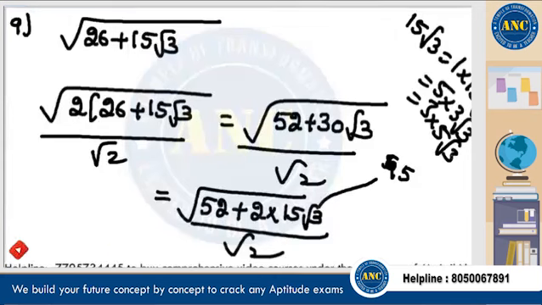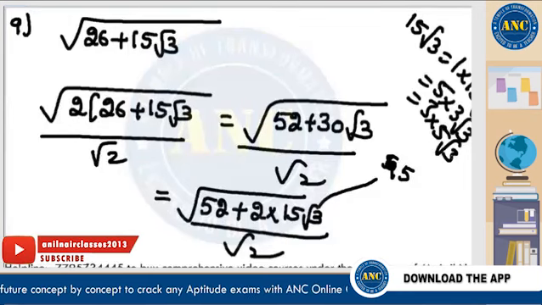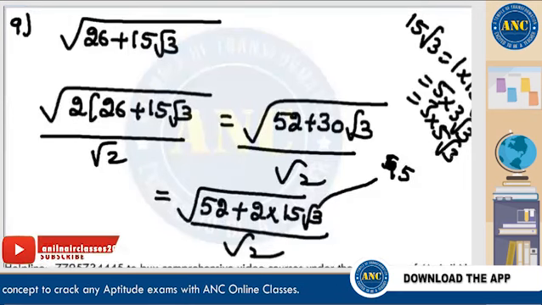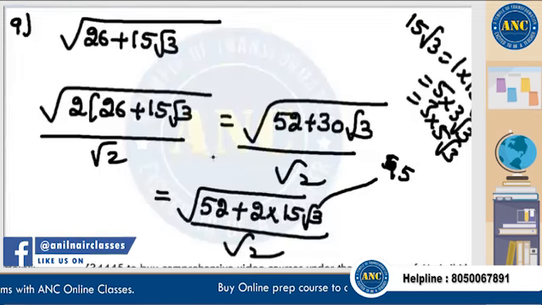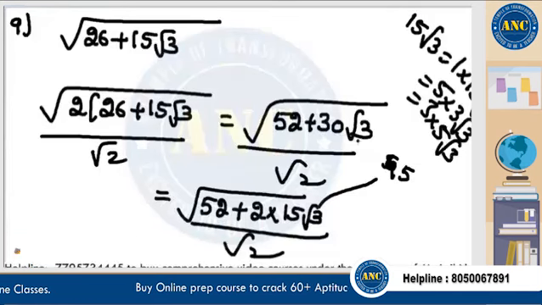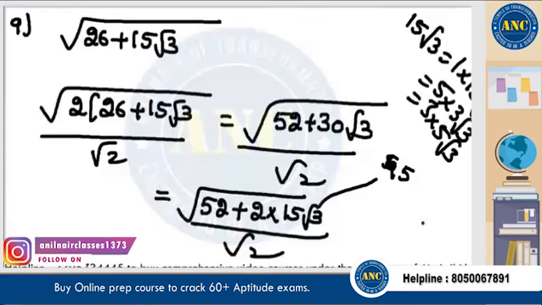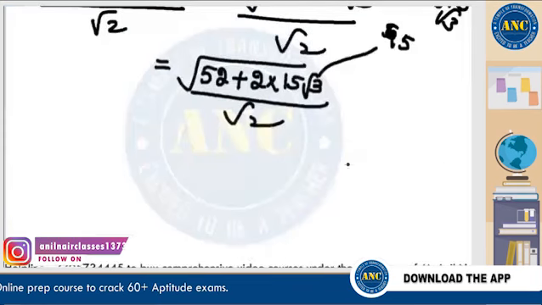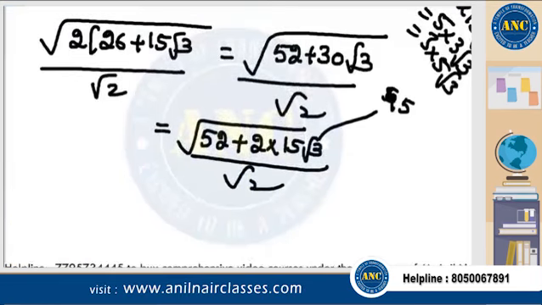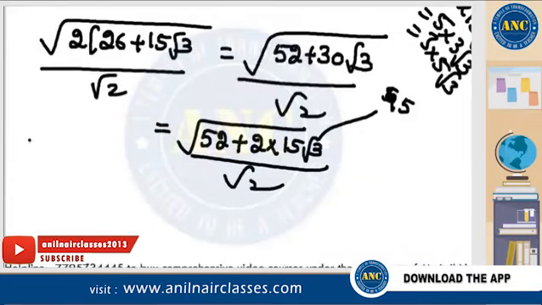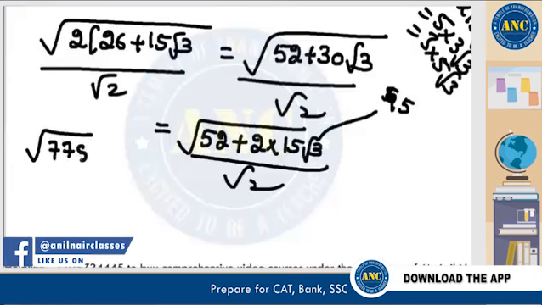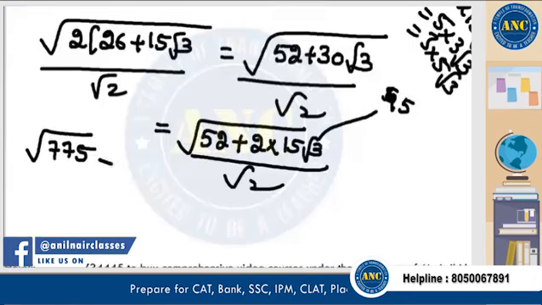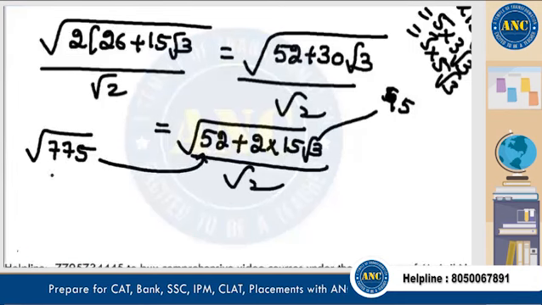Multiply and divide by 2. If I divide by 2, root of 2 into 26 plus 15 root 3 by 2. 52 plus 30 root 3 by 2. 30 root 3 will be root of 52 plus 2 into 15 root 3. 15 root 3 is root of 775. What are the factors of 775 such that I will get 52?